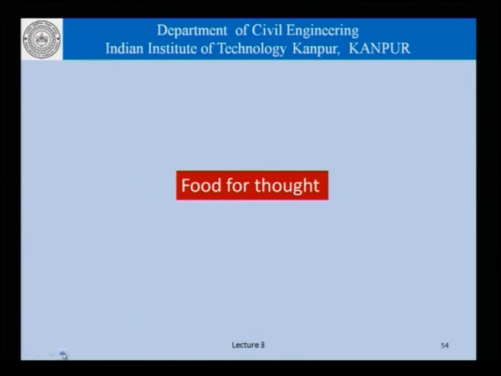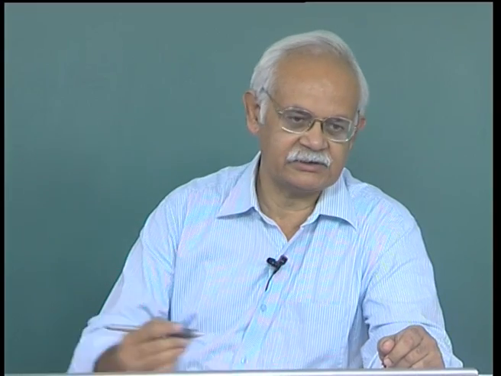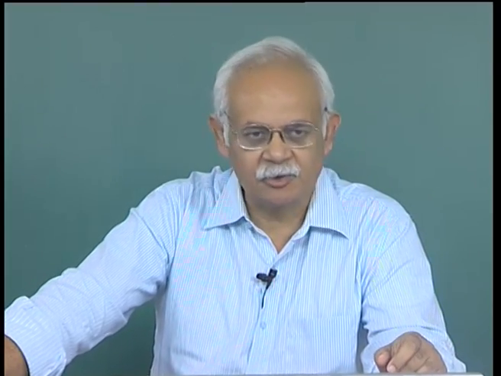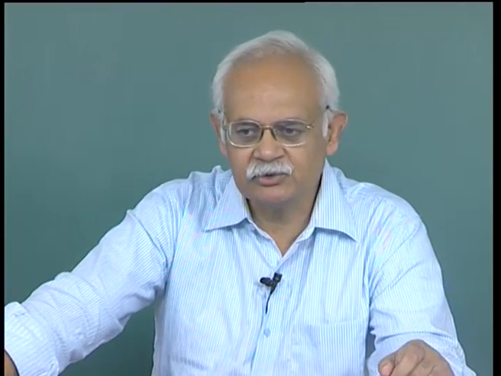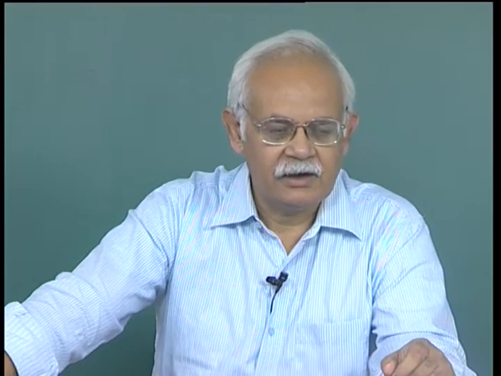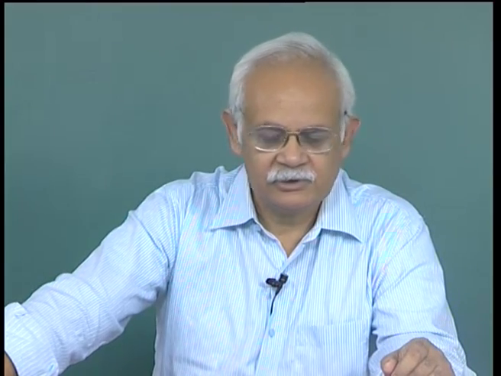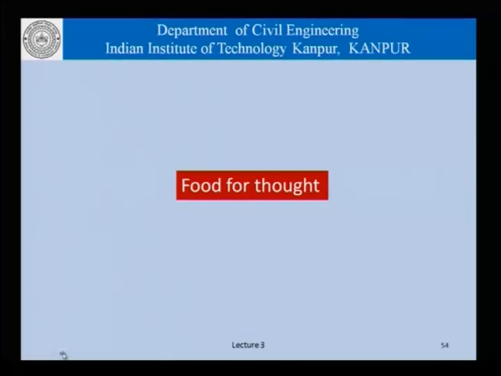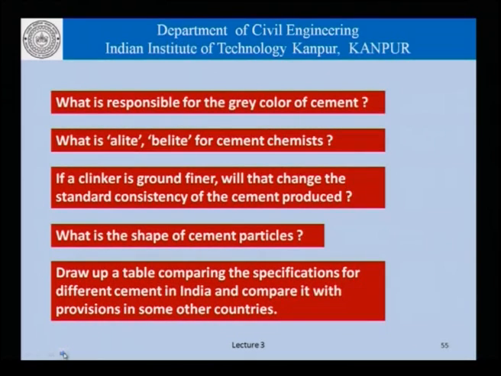Now, the food for thought, that is, to recapitulate what we did in this discussion today: we went over the manufacturing of cement and its properties, and the methods that are used to determine some of those properties: setting time, consistency, strength, fineness, and so on. And these are some of the questions which will help you better understand the subject that we discussed today.